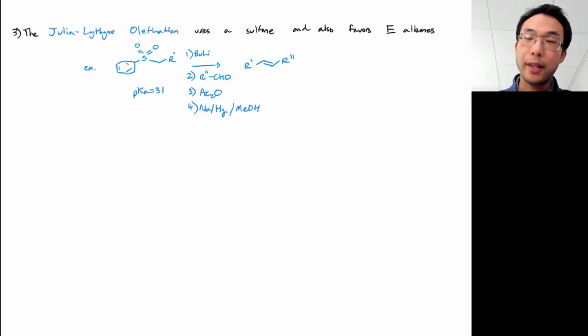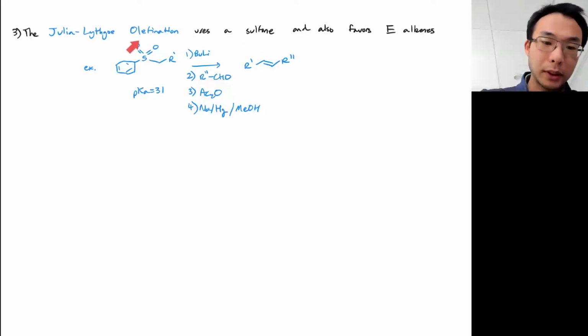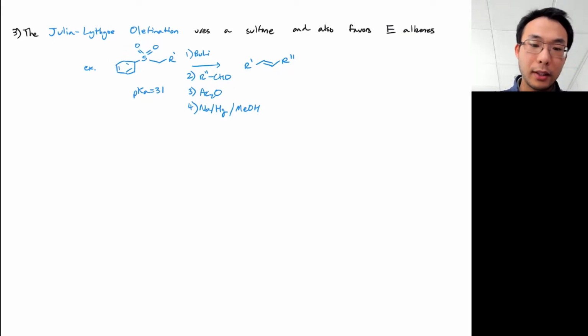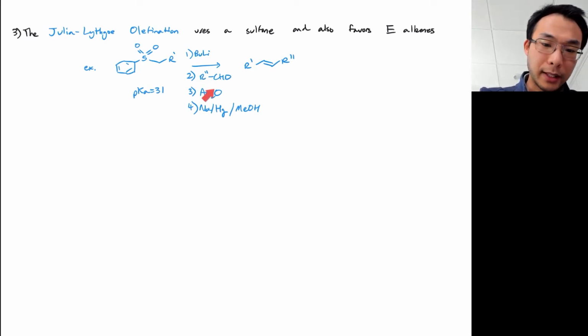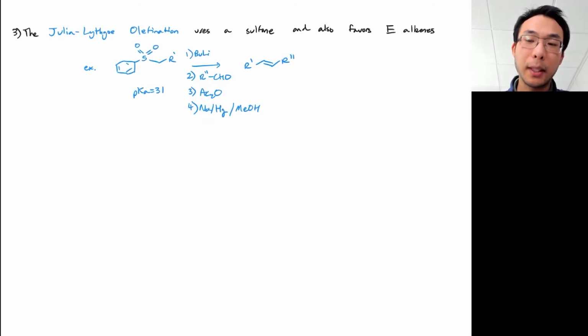So with that problem in mind, scientists, I guess Julia and Lithgow here, came up with a different type of olefination, and it uses a sulfone, which is this functional group right here, or more specifically this functional group right here. And using this sulfone and this complicated set of reaction steps right here, you can get to E alkenes.